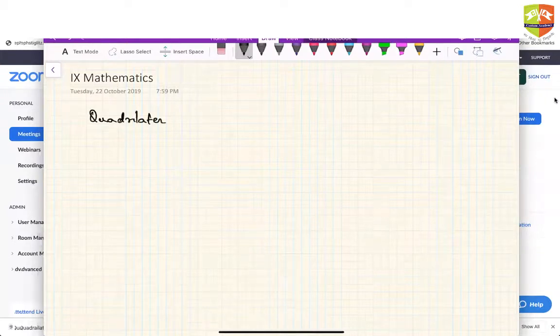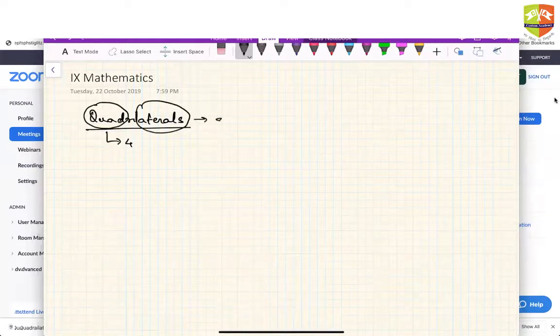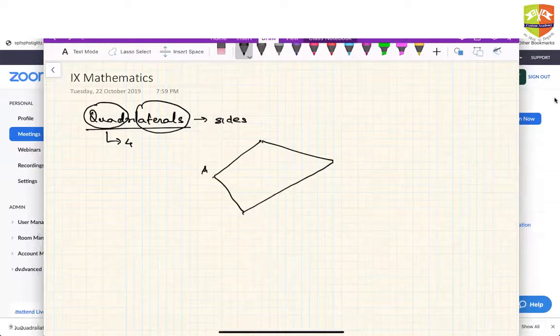Quadrilaterals. Okay, so the name is very self-explanatory. Quad means four, and laterals means sides. So we say any closed geometric figure with four sides, and we name it A, B, C, D, is called a quadrilateral or quadriangle. Both names are there.